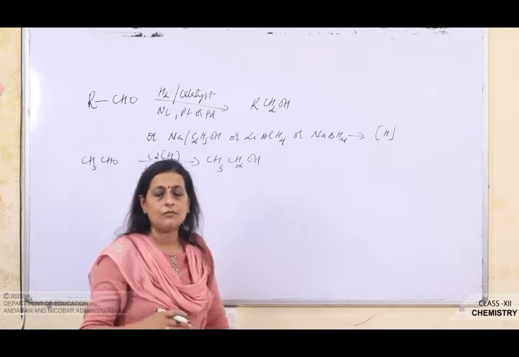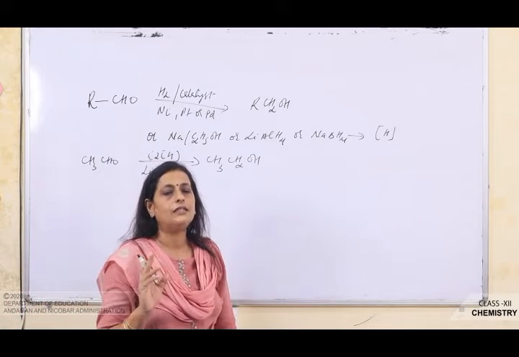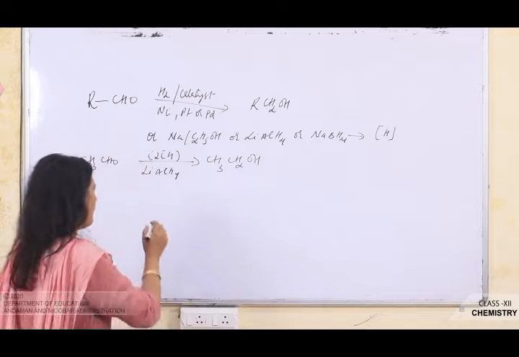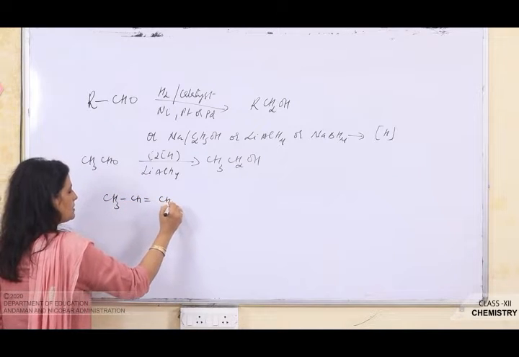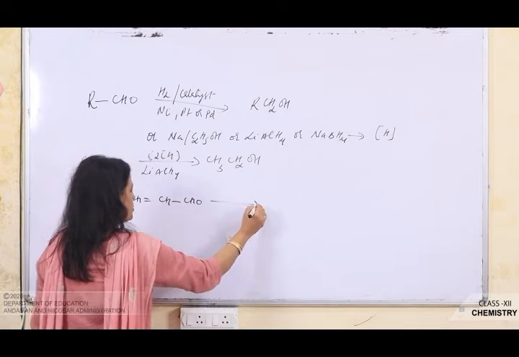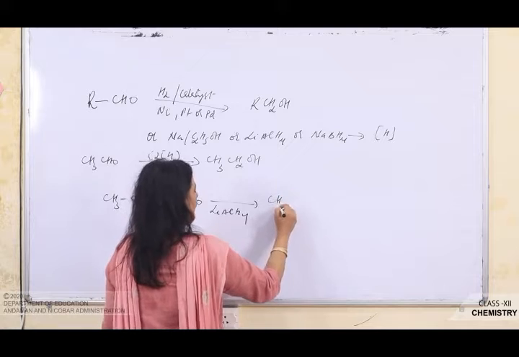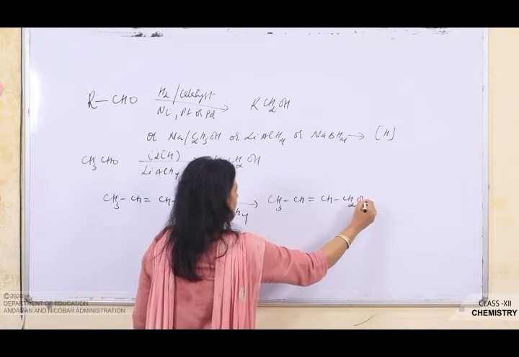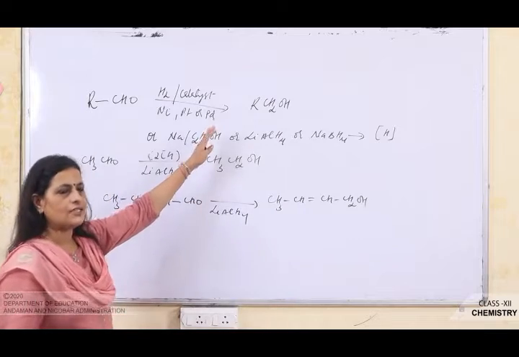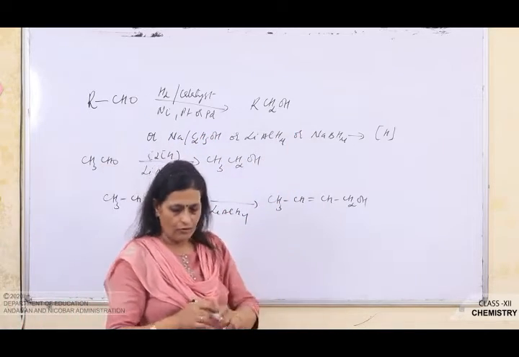Now lithium aluminum hydride is a good reducing agent. Why? Because it will not reduce double bond. That is, suppose you have an unsaturated aldehyde, CH3CH=CHCHO. This on reduction with lithium aluminum hydride, you will get an unsaturated alcohol, CH3CH=CHCH2OH. So is it clear? So these are the reducing agents which can be used to reduce aldehyde to primary alcohol.